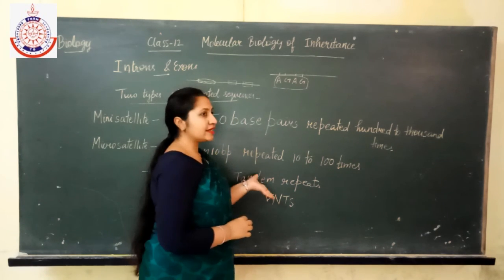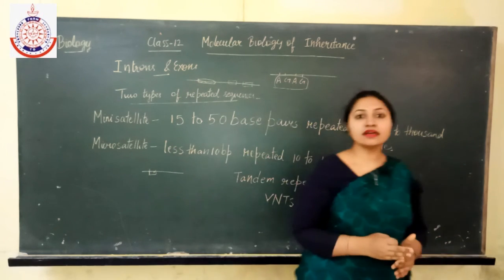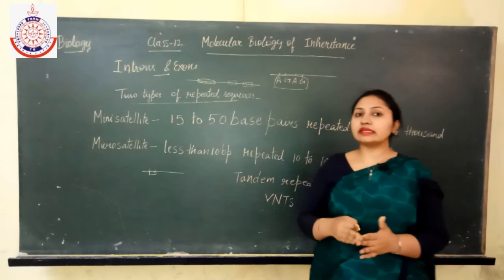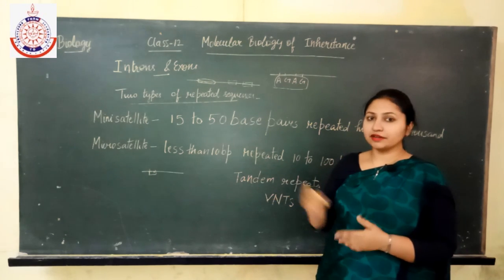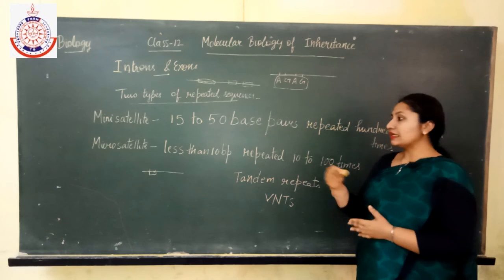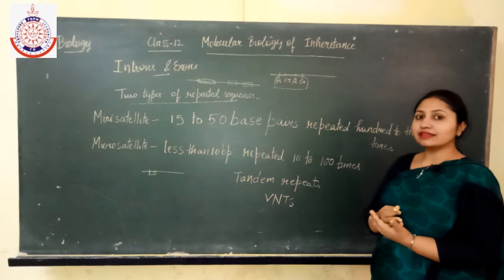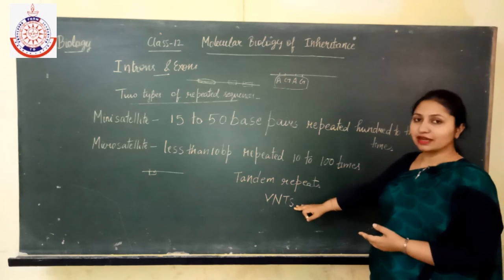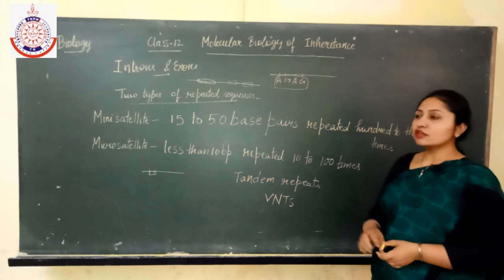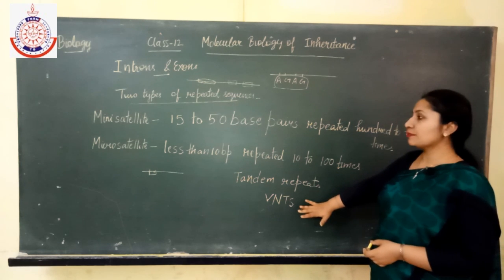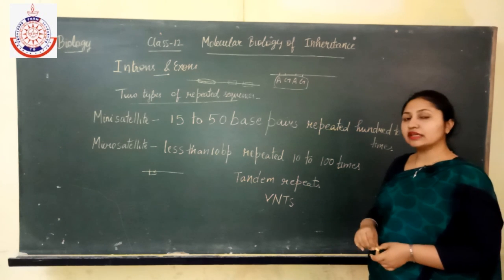So these tandem repeats mean repeated sequences that are inherited. On that basis only, DNA fingerprinting occurs. Because in DNA fingerprinting, if the parents and the child have the same VNTRs, meaning the same kind of repeated sequence is present, it forms the basic principle of the DNA fingerprinting process.